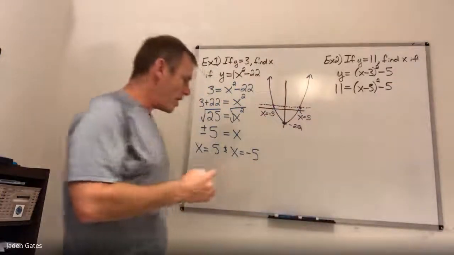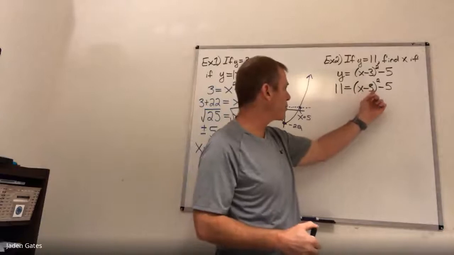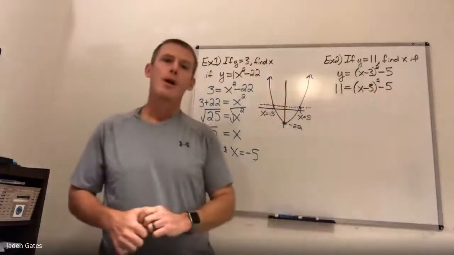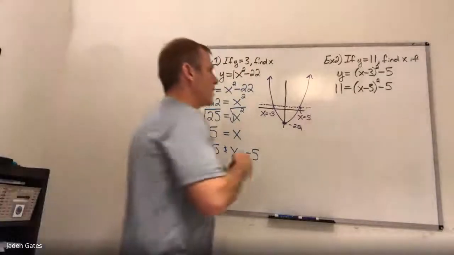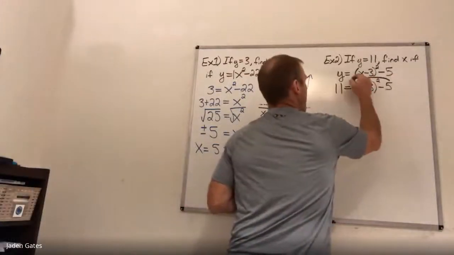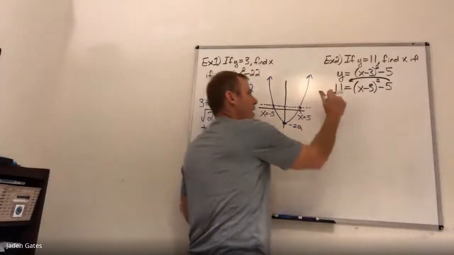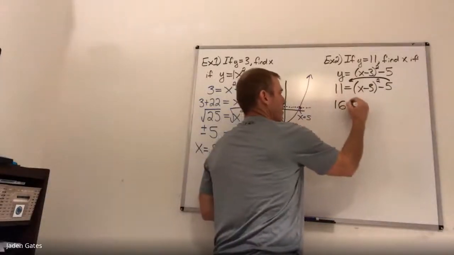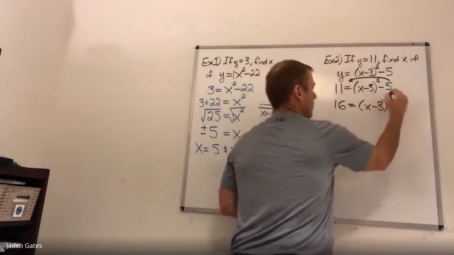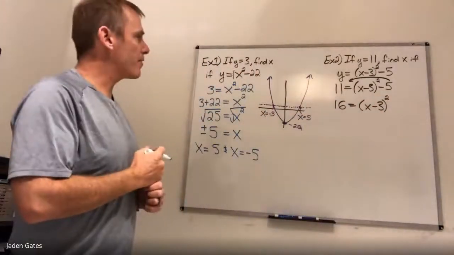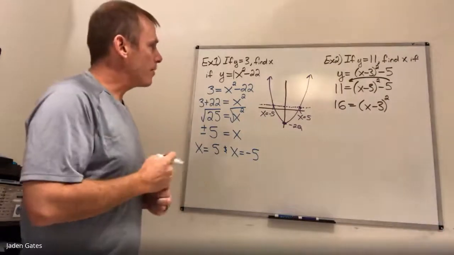So when I'm getting this x value by itself, I've got to get rid of this minus 3, the little 2, and the minus 5. The easiest thing to move right away is the minus 5. I'm just going to move it over to the other side, and so it's going to become a plus 5. And so 11 plus 5 would be 16. There we go. So now I have 16 equals (x minus 3) squared. So I got one number gone.